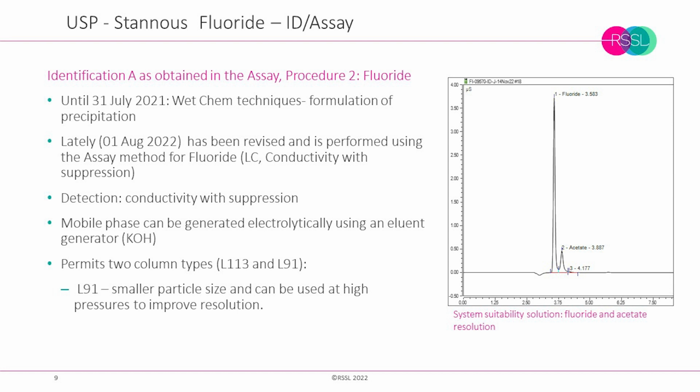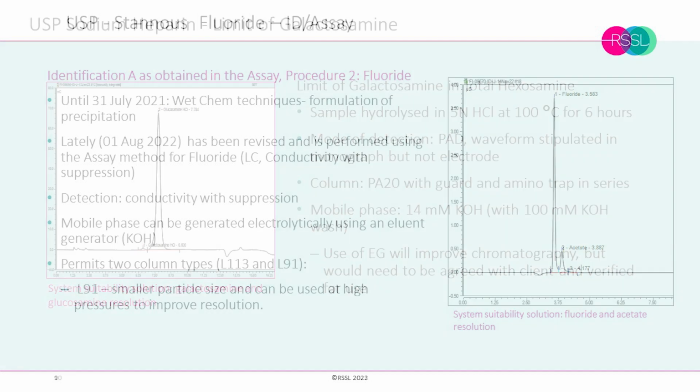Columns of the type L113 stipulate a specific chemical description relating to particle size of 7.5 microns with a precise level of cross-linking. The alternative column type, L91, allows for a more general definition of monodisperse beads coupled with quaternary amine, with a much broader range of bead size between 3 and 10 microns. This allows for a wider range of column technologies to be applied, including more modern high-pressure columns, often with smaller particle sizes that allow for improved resolution. In this case, the USP has future-proofed the methodology against future advances in technology.